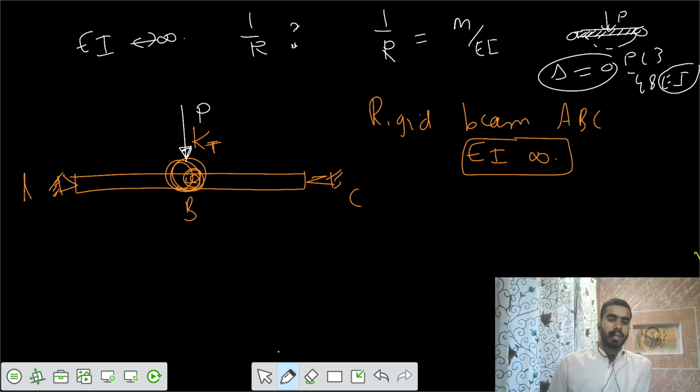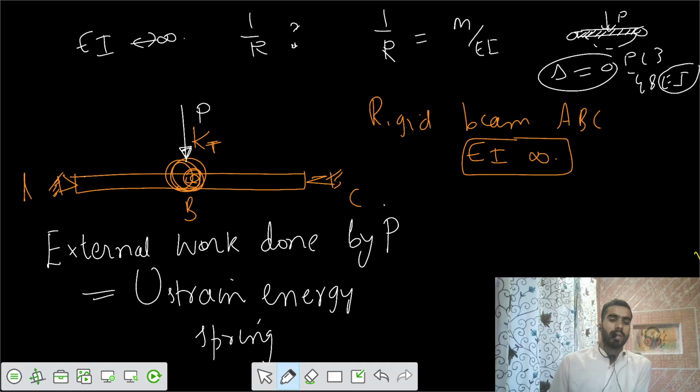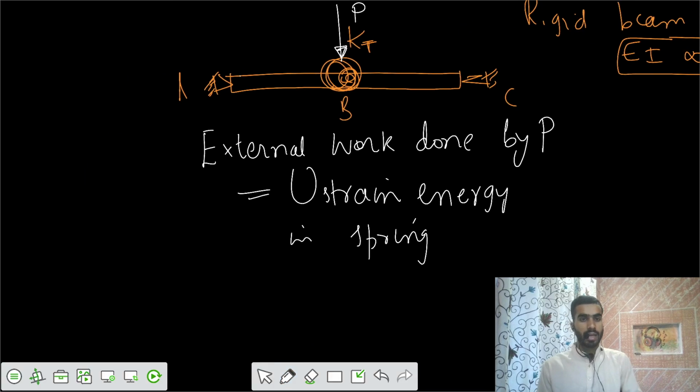So I would say that if the ABC is not going anywhere, that means the external work done because of that load P should be converted into the strain energy stored in the spring. Can we say that? The external work done by P should be stored in the spring.